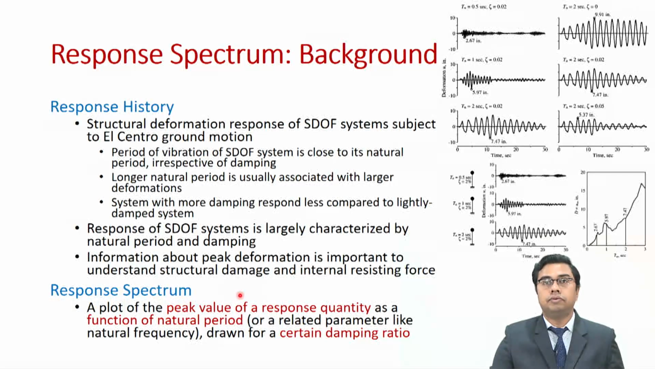So from these observations we come to the concept of the response spectrum, where we plot the peak value of a response quantity. In this case, we were trying to obtain the deformation. It can be any other response quantity, and this is plotted as a function of natural period or a related parameter. It can be natural frequency as well, and it is drawn for a certain damping ratio. Now, what do we infer from this? For example, we have 3 single degree of freedom systems over here.